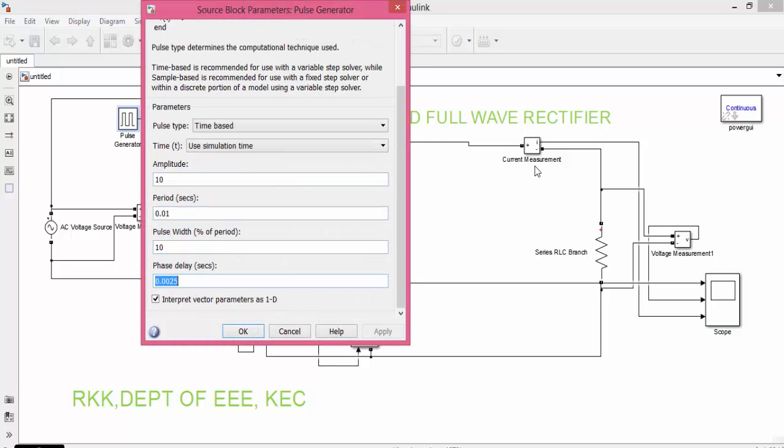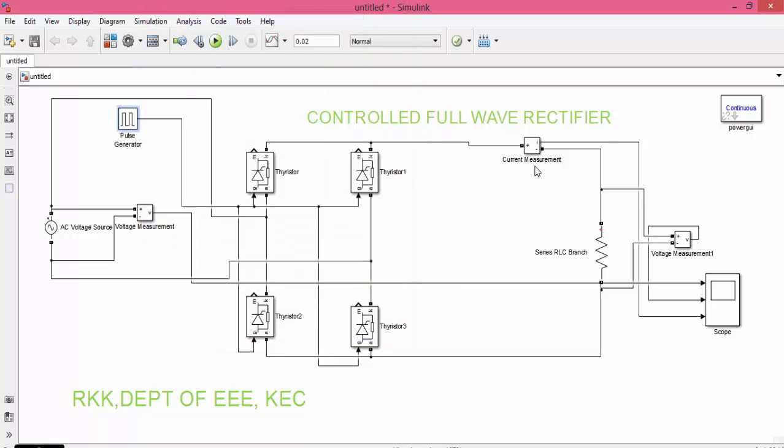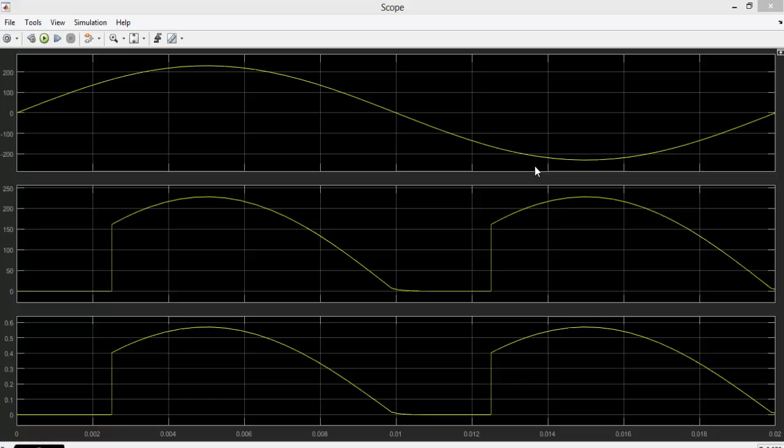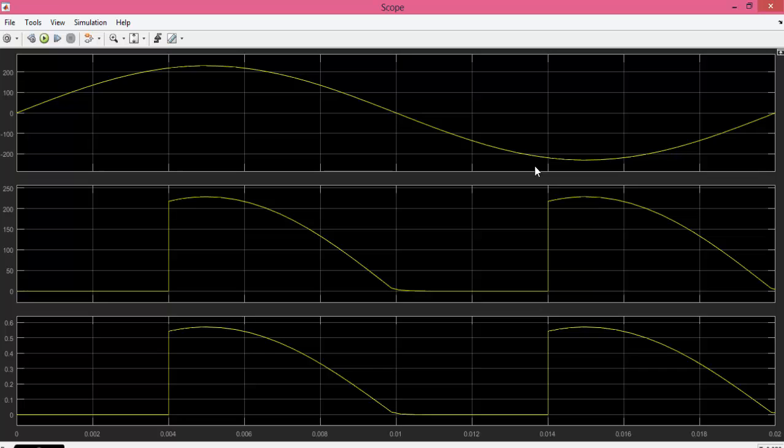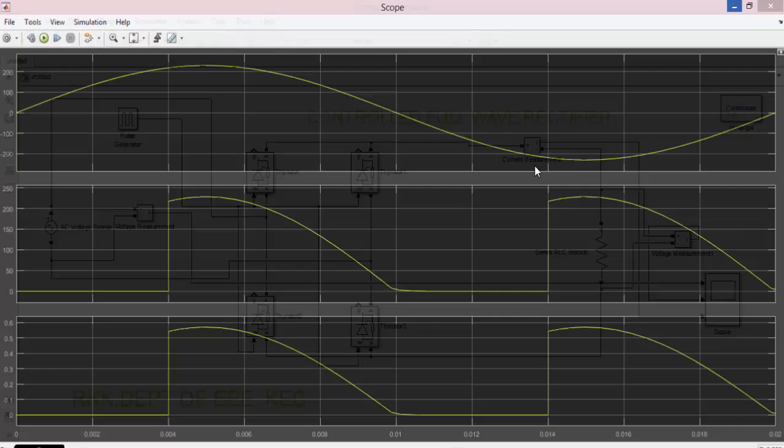If I change the firing angle from the previous value to 0.004, and if I simulate the circuit, you can see that now the output has reduced. Now the power delivered from the source to the load is controlled, and hence it is called a controlled rectifier. But in the case of diode, I cannot have any control over the positive cycle. The entire positive cycle will be delivered from source to the load. Here, by changing the firing angle, the output can be controlled.